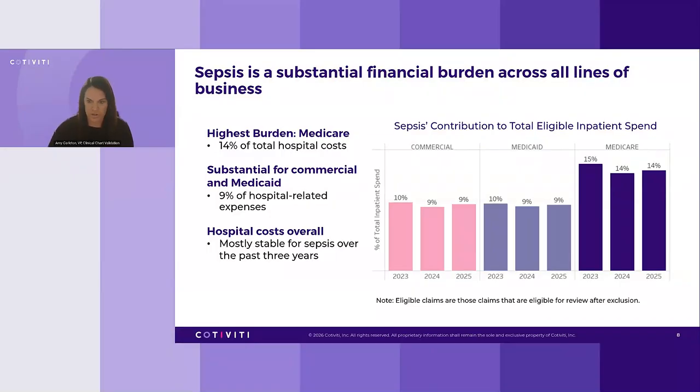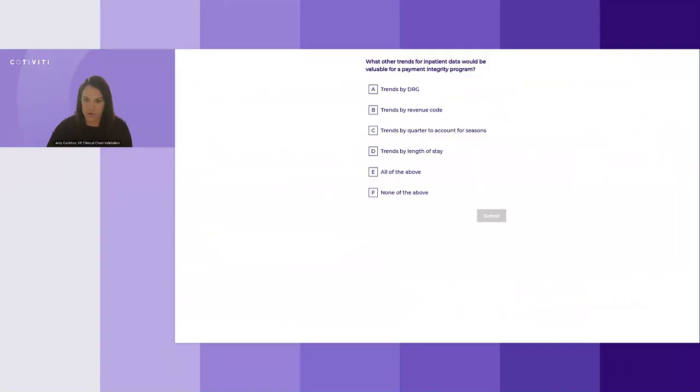So as we transition over, we do want to poll the audience and be able to get your feedback. So we're going to take a moment here, and if you could share your thoughts with us. Where else, how else would a trending of inpatient data be useful to you and your organization?